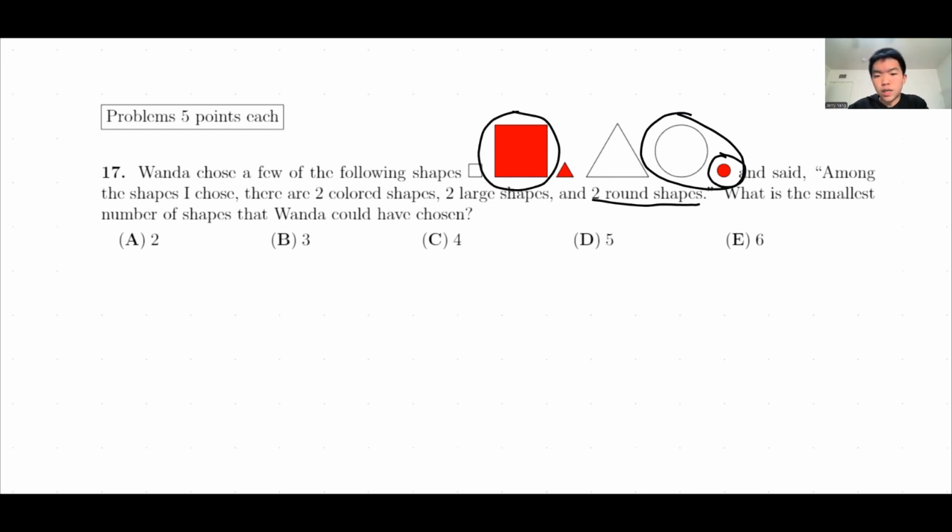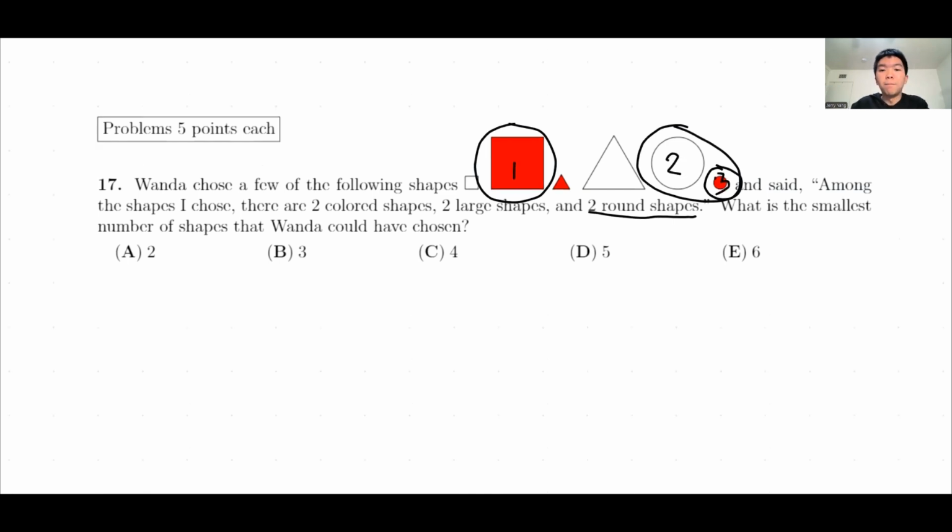Right? 2 colored shapes. Let's see. We got a colored square and a colored tiny circle. Seems to satisfy it. 2 large shapes. We got a large square and a large circle. That also satisfies the conditions. And obviously, 2 round shapes, we got big circle and little circle. So, what is the smallest number of shapes that Wanda could have chosen? Well, it's 1, 2, 3. 3 shapes. So our answer for question number 17 is going to be B, 3 shapes.